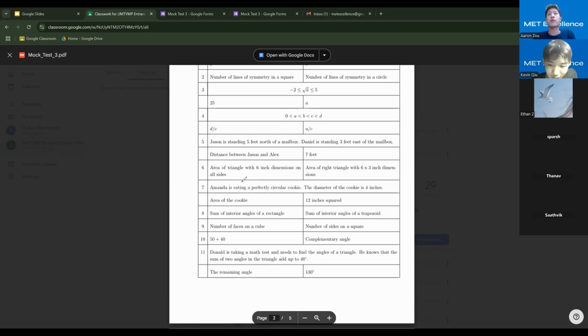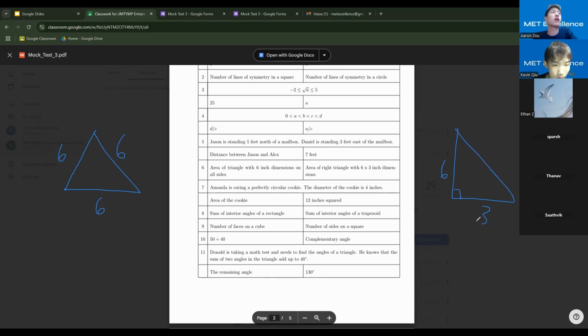So the area of a triangle with 6-inch dimensions on all sides, and an area of a right triangle with 6 by 3 inch dimensions. So this one did have a clarification. For question B, the 6 by 3 is the length of the sides. So on the left side here in this gray area where I'm drawing, I'm going to explain quantity A. Quantity A, the area of a triangle with 6-inch dimensions on all sides looks something like this. And quantity B would be like this.